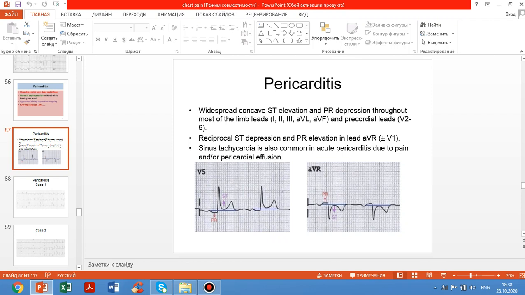Widespread concave ST elevation and PR depression throughout most of the limb leads, first, second, third, AVL and AVF, and PR depression and ST elevation in precordial leads V2 to V6. Reciprocal ST depression and PR elevation in AVR. You can see PR elevation and ST depression in AVR. Sinus tachycardia is also common in acute pericarditis due to pain and pericardial effusion.